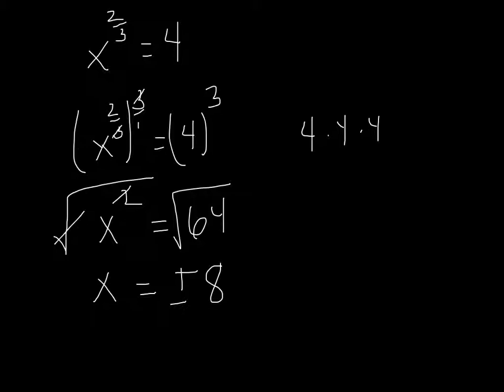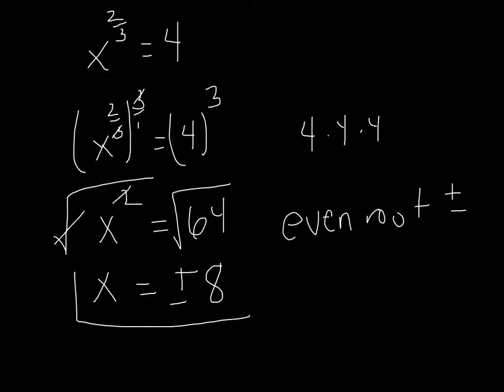And remember, we get 2 solutions because we took an even root of both sides. And if we had taken an odd root, for example, if this had been a cube root of both sides, you would not get the plus and minus. In this case, we get 2 solutions.